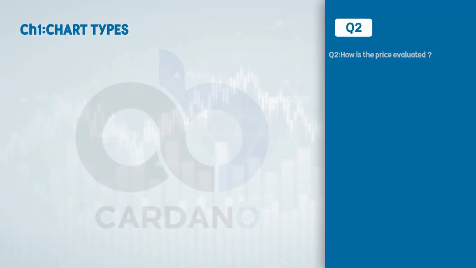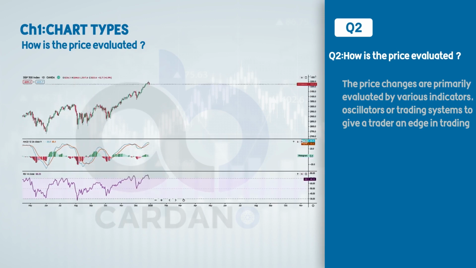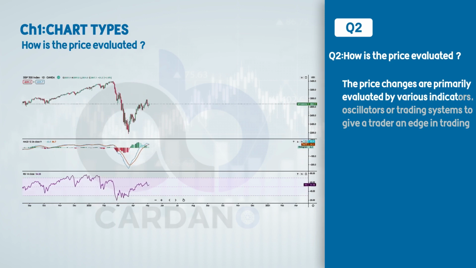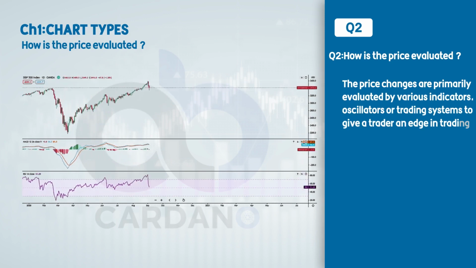The second question is, how is the price evaluated? The answer is, the price changes are primarily evaluated by various indicators, oscillators, or trading systems to give a trader an edge in trading.